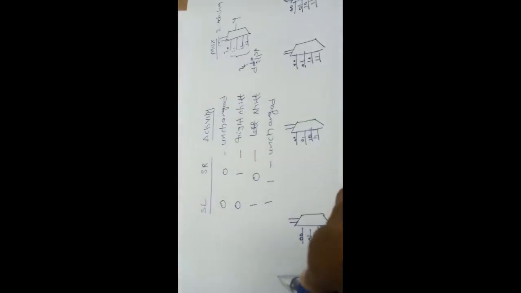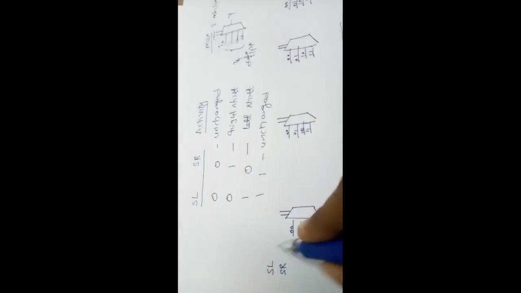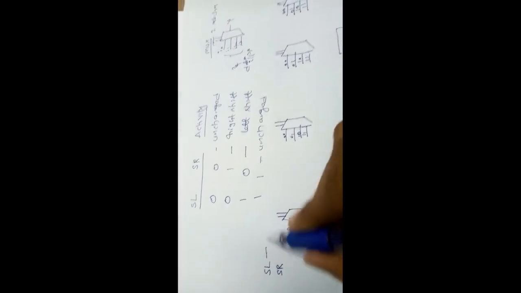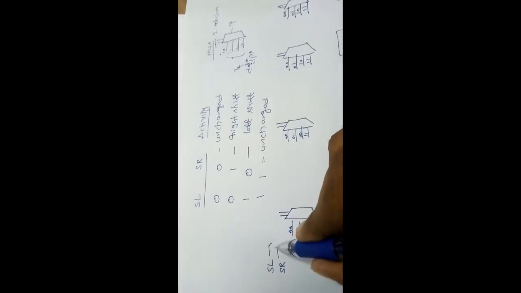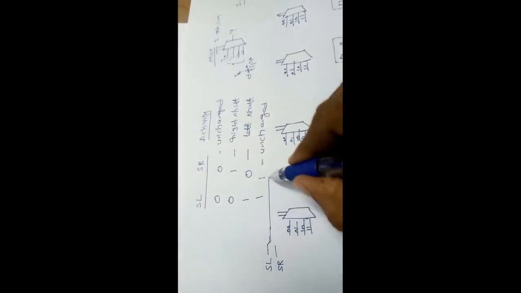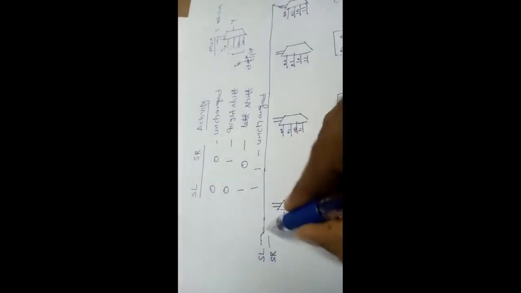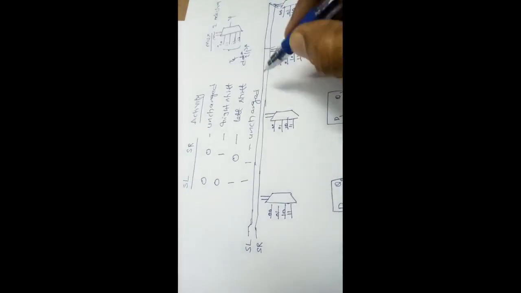The selection inputs are SL and SR. So connect these SL and SR to all the multiplexers. I have connected them to all the multiplexers.